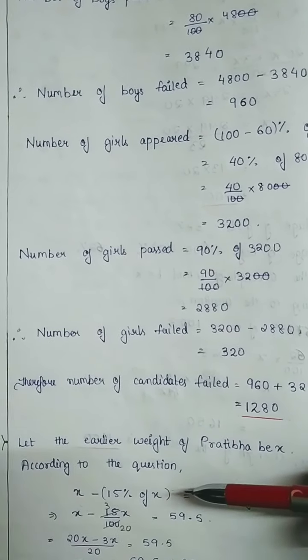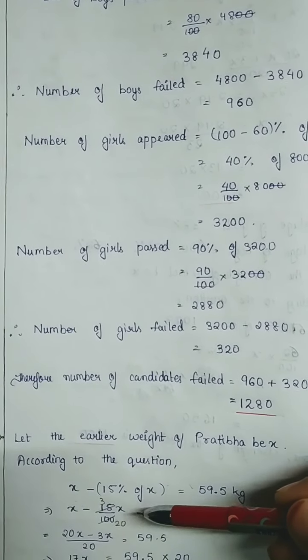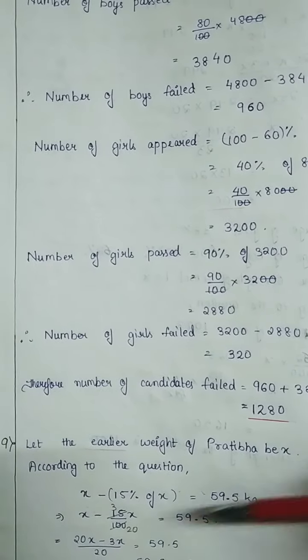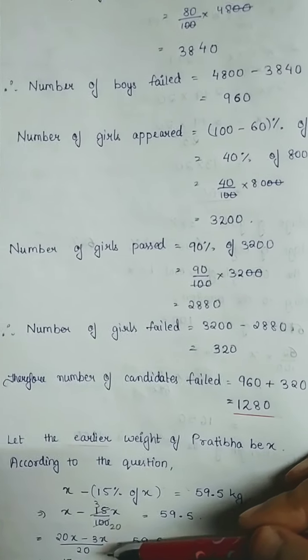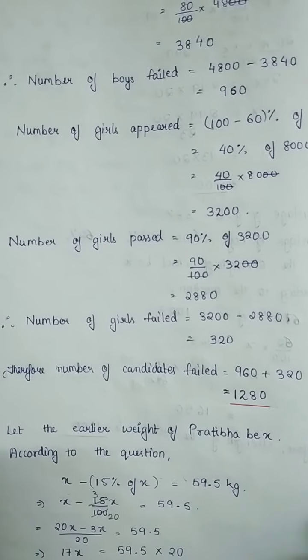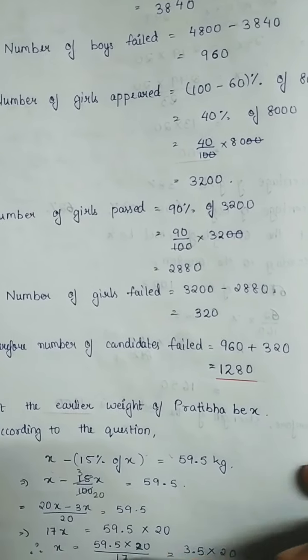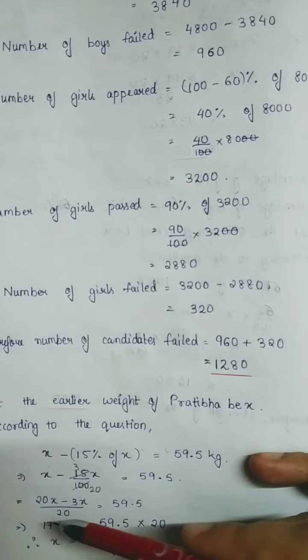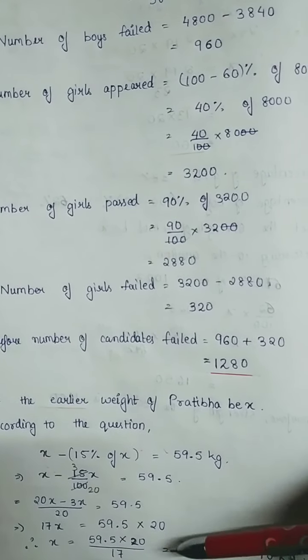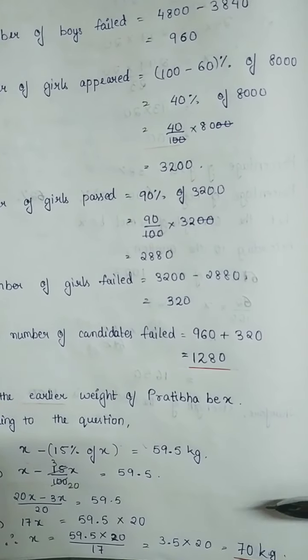Now 15% of X we can write as 15 by 100 X. When we cut it, we get 3 by 20 X. Now 20X minus 3X is equal to 17X, and this 20 will be shifted over here, so it becomes 59.5 multiply 20. Now X is equal to this, the 17 will be transposed to the right-hand side, so it will be divided: 59.5 multiply 20 by 17.